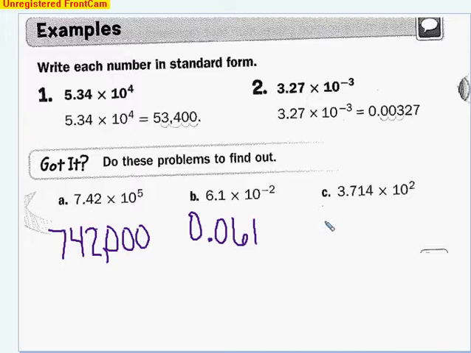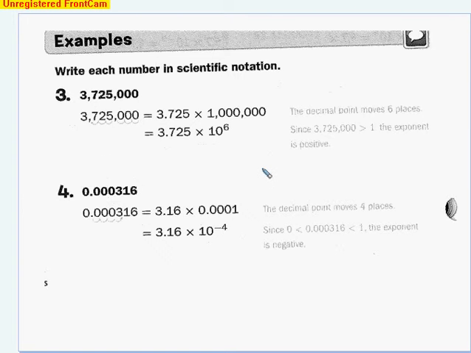3 and 714 thousandths, we're going to move 2 places. It's originally here, but we're not going to keep it there. So we're going to have 3, 7, 1, decimal point 4. Looking at example 3 and 4, we were able to practice writing each number in scientific notation.